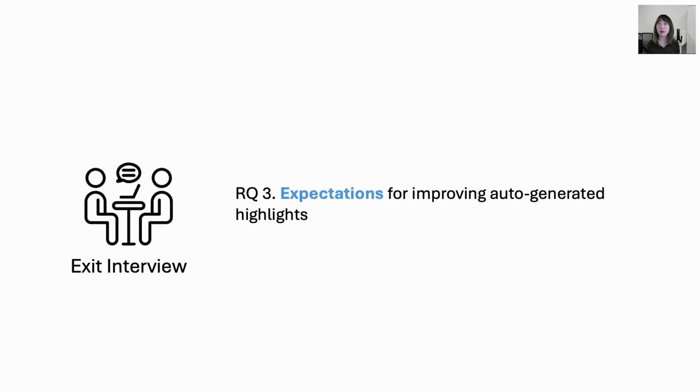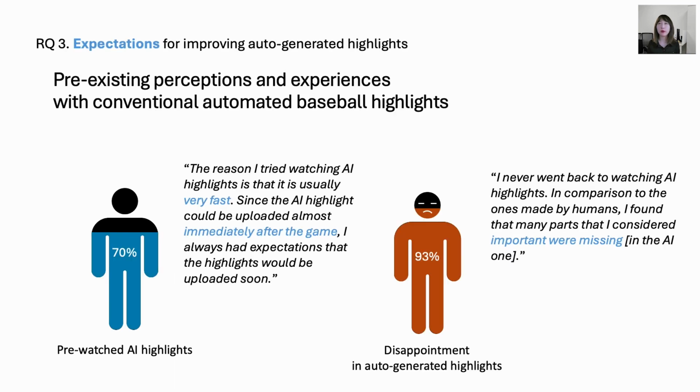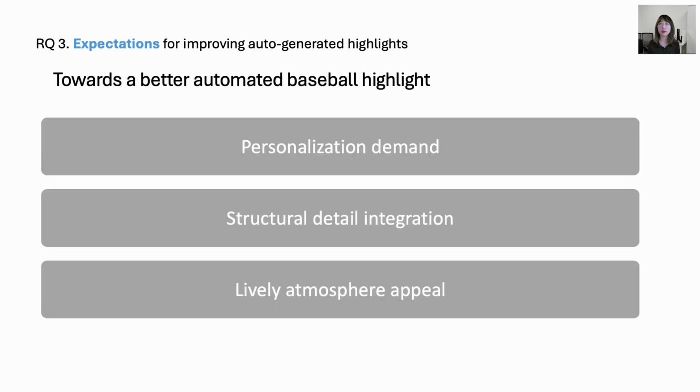Lastly, we looked into the last research question: expectations for improving auto-generated highlights, through exit interviews. In exploring participants' pre-existing perception and experience, we learned from our study that 70% of participants knew about AI highlights and liked their quick post-game availability. Yet 93% of them expressed disappointment over their incompleteness, such as the lack of key moments.